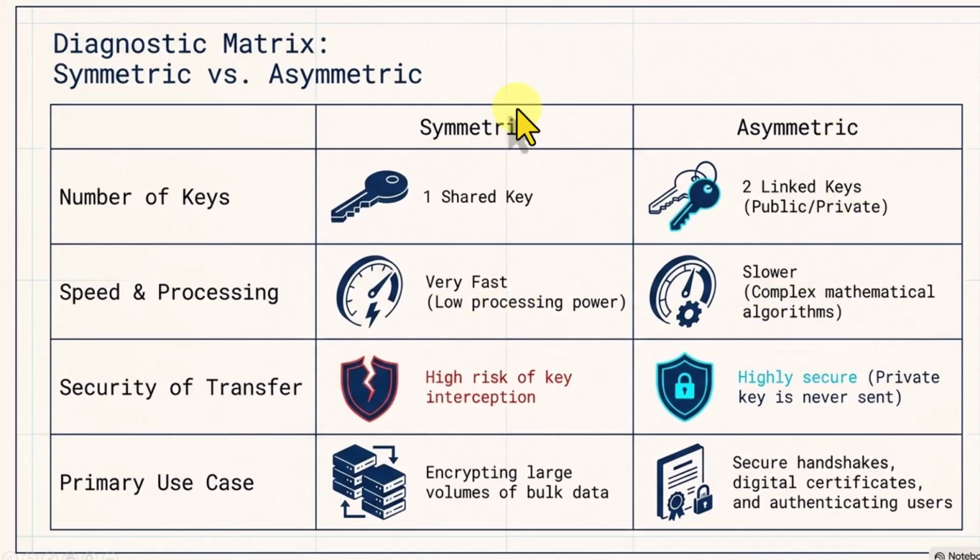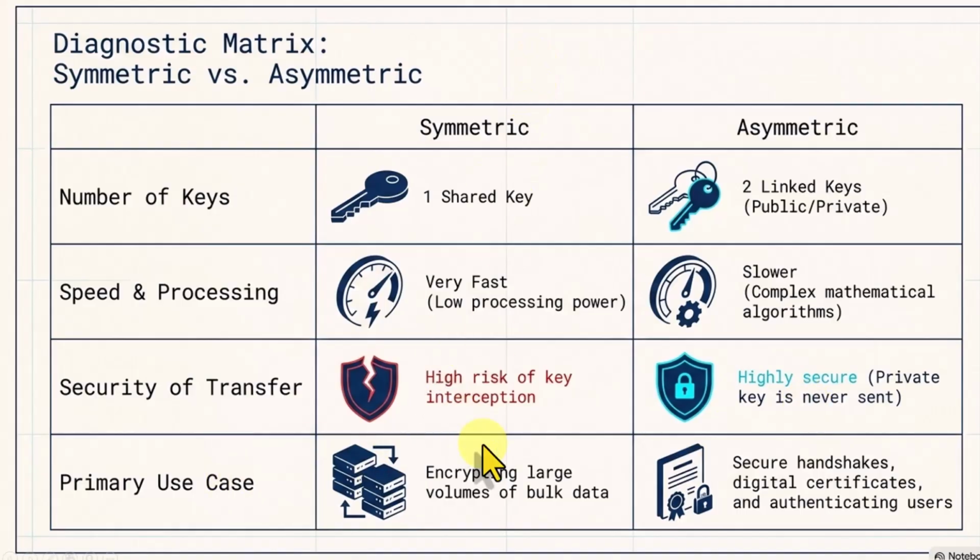Security of transfer, so we have just gotten some risk of interception. Anybody who has the shared key might be able to decrypt the data again and make it readable, okay? But in asymmetric, it is just highly secure, okay? Why? Because the private key that is used to decrypt data is never sent and never shared with anybody, okay?